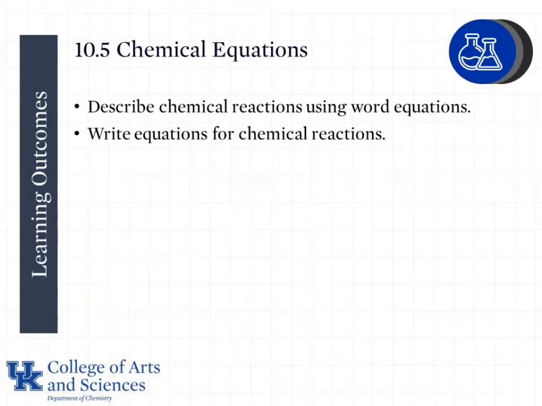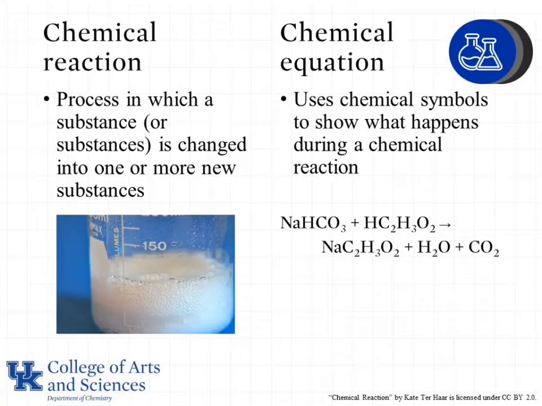In this lesson, we will describe chemical reactions using words and learn how to write equations for chemical reactions. A chemical reaction is a process in which a substance or substances is changed into one or more new substances. A chemical equation uses the chemical symbols to show what happens during a chemical reaction. These terms are often used interchangeably, but it is important to understand the difference between the two.